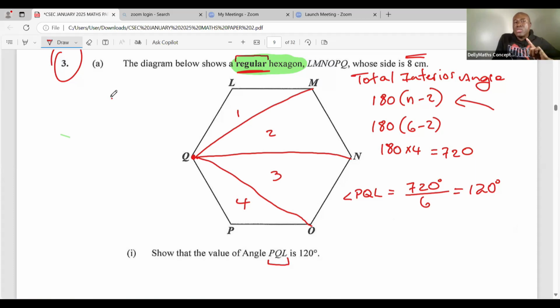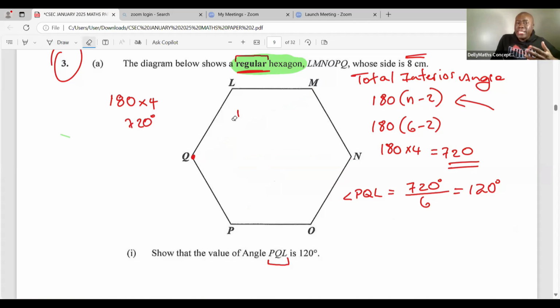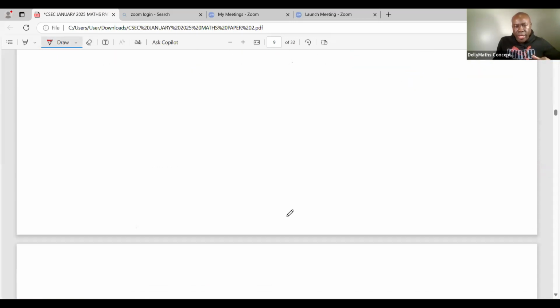Since one triangle has a total of 180 degrees as an interior angle, if you multiply that by 4, that's how you would have got the total interior angle for this shape. So that's where the formula was actually developed from. You could have found the total interior angle whichever way you want, but definitely you're going to have to divide it into 6 to get that 120. All right, now let's move on to the other part of the question.